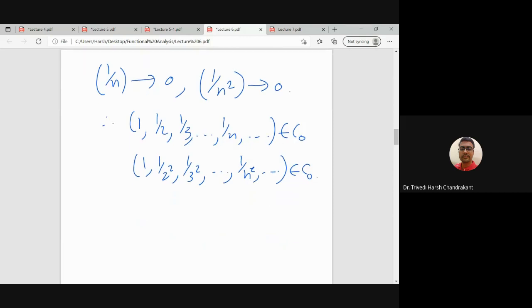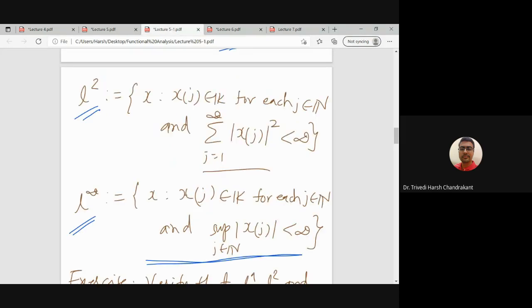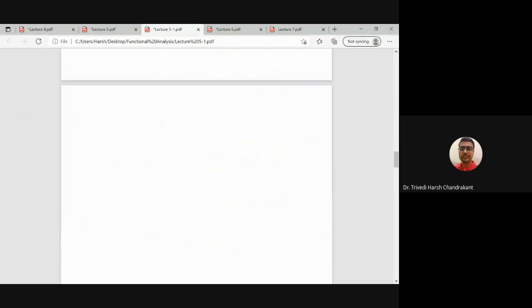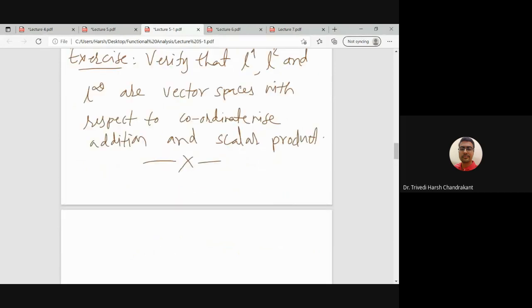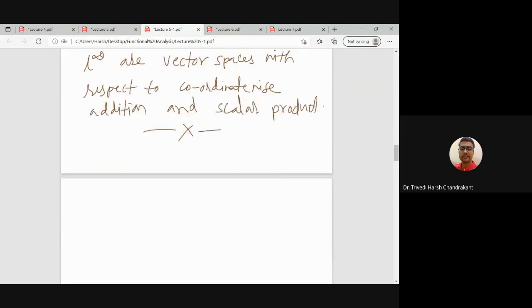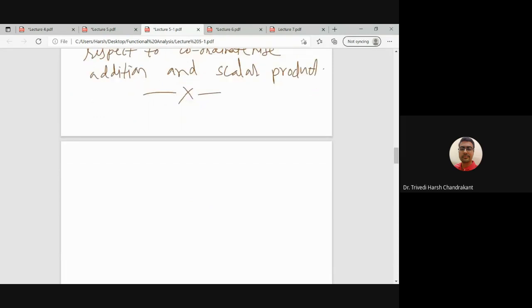So C0 is also a vector space with respect to entry-wise addition and scalar multiplication. Okay, so last time we verified some vector spaces. That was given as an exercise. So let us verify today that L1 is a vector space.